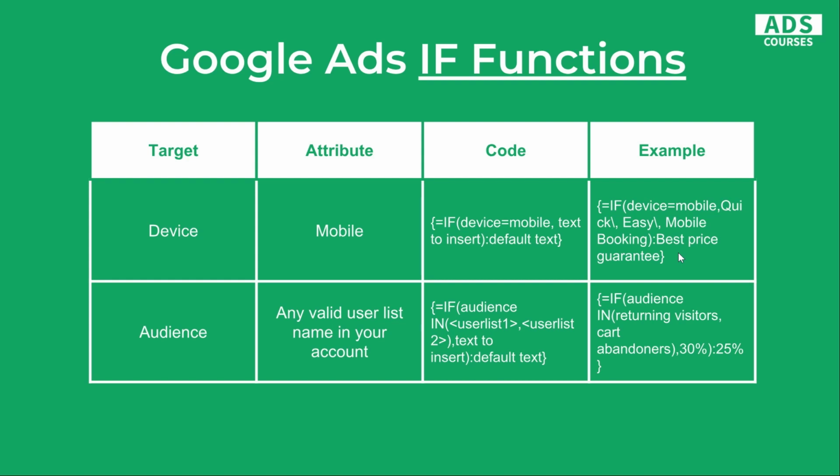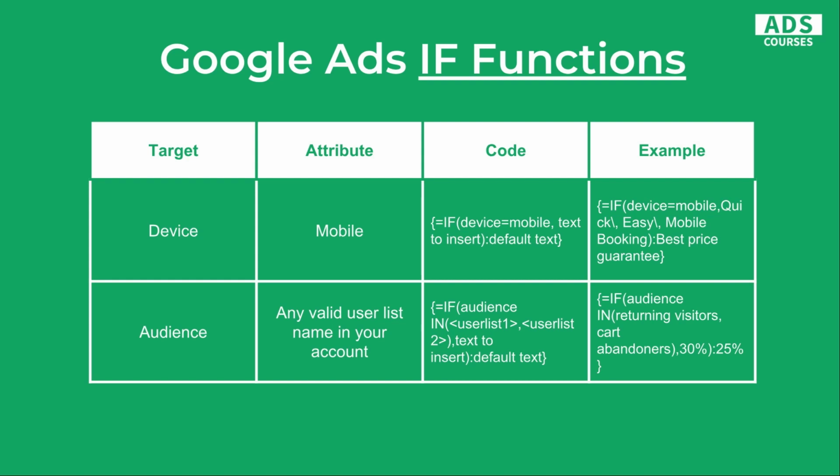Another targeting option is to use the audience. And these are actually your remarketing audiences that you have connected into your Google Ads account. And here is how the code looks. We've got the if function, we've got the audience in, and here you place your audiences and what kind of a text you want to show to them. And after that, you've got the default text that will be shown to other users. So in this example, we've got the if function, the audience in, returning visitors or cart abandoners, and we will show a 30% discount to these users, and to all the other users, we will show the 25% discount.